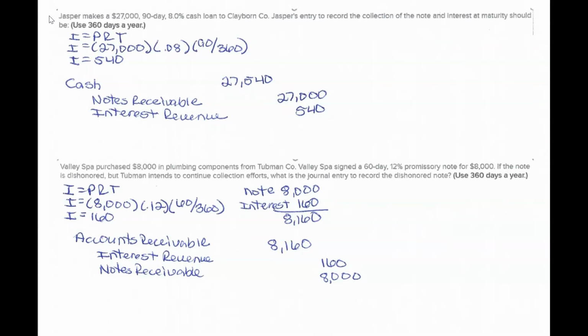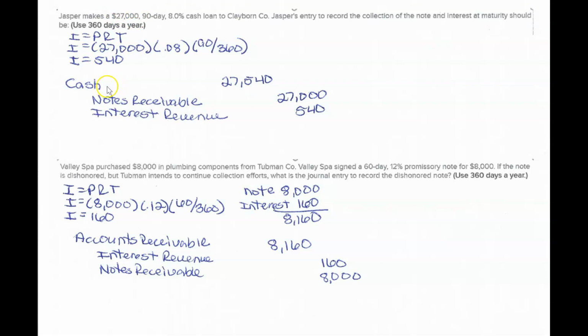Okay, Jasper makes a $27,000 90-day 8% cash loan note. Record the collection of the note and the interest at maturity. Okay, the first thing we need to do is calculate how much interest there will be. We use I equals PRT. Take the $27,000, multiply by 8%, and then multiply by 90 over 360. The interest is $540. So what Jasper is going to get on the maturity date is the $27,000 of the note plus $540 of interest.